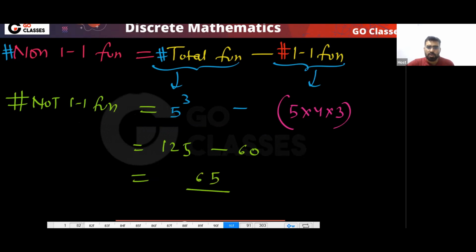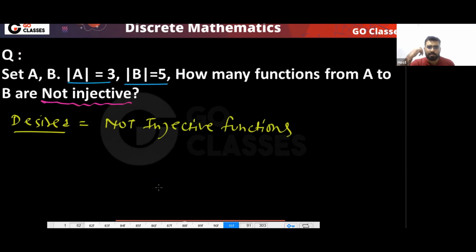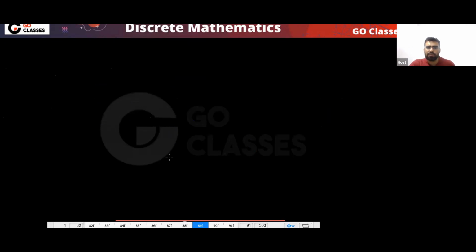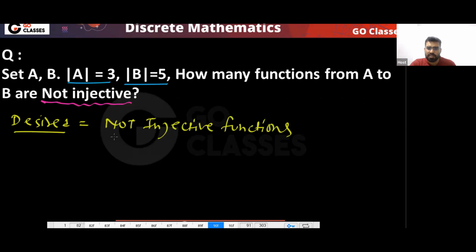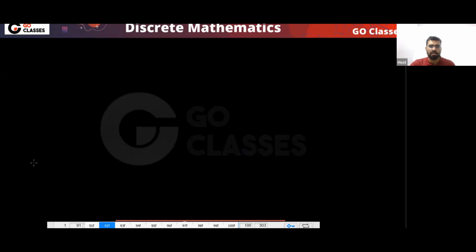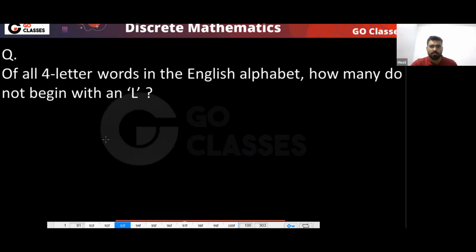Okay, so this is how you can notice that sometimes it is total cases minus undesired cases. You can notice in this question undesired cases are easier to calculate, right? Yes or no? In this question, it is easy to calculate 1-to-1 functions. So very simple: from the total functions, you can remove the number of 1-to-1 functions.